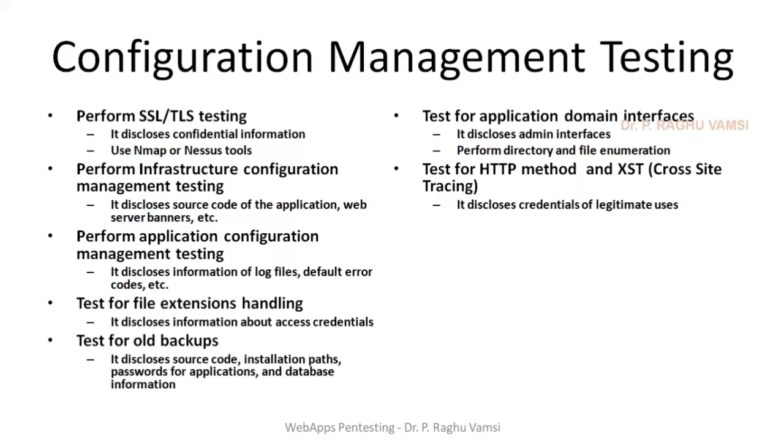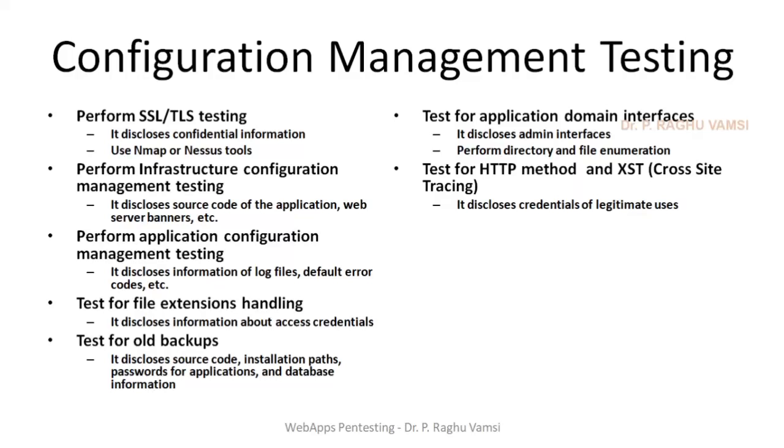So it discloses the confidential information about the SSL and TLS certificates. For this you may use Nmap or Nessus tools to get this information. Next is perform infrastructure configuration management testing. Here, infrastructure configuration management means on what infrastructure the application was launched. That means web services, web servers or operating systems, etc. So it discloses source code of the application, web servers, server banners, etc.